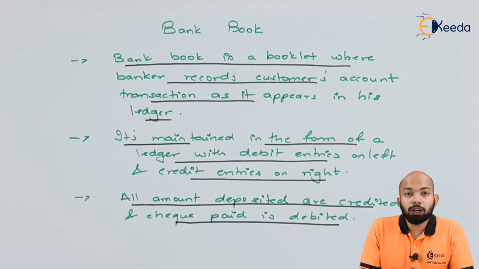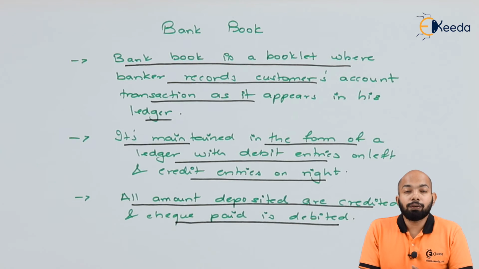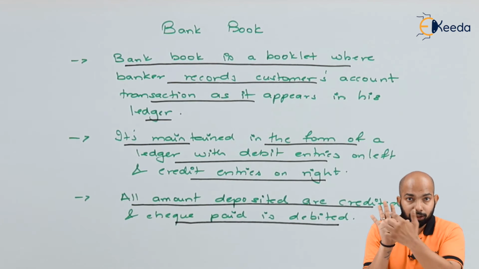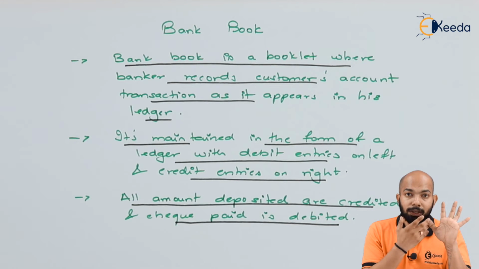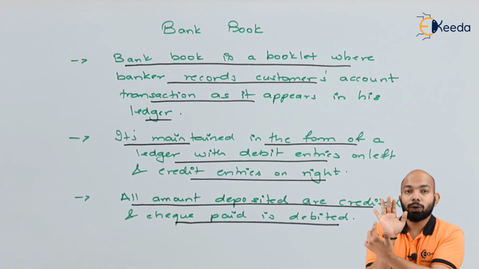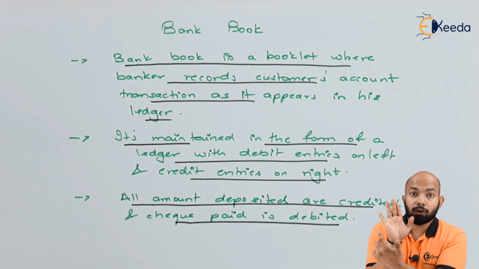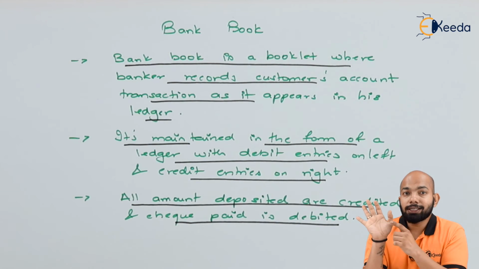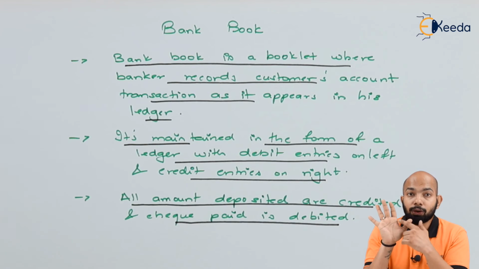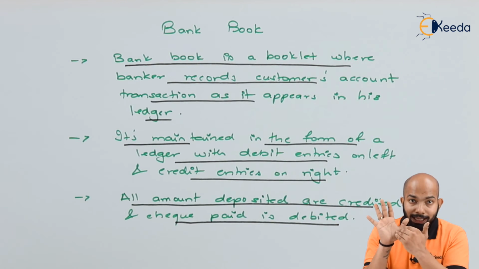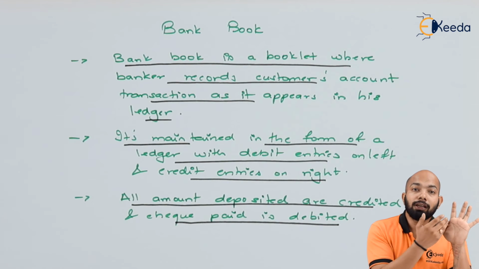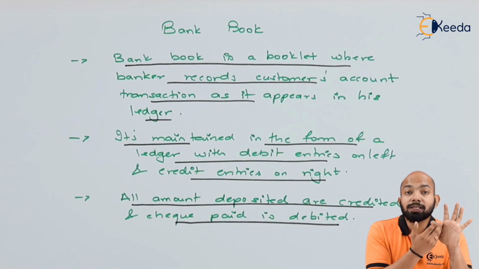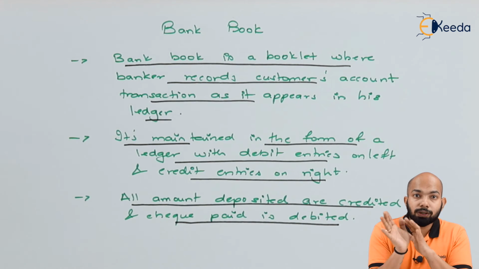Now, as I have mentioned, all amounts deposited are credited and all checks paid are debited. If this is your cash book, this is the debit side and this is the credit side, and this will be the passbook, debit side, credit side. Any check or cash that has been deposited in your cash book will have a similar effect on the credit side of the passbook. Any check that has been issued or any cash that has been withdrawn will be on the credit side of your cash book because the asset balance is going down, and similarly it will be on the debit side of your passbook. So this is the vice versa entry.